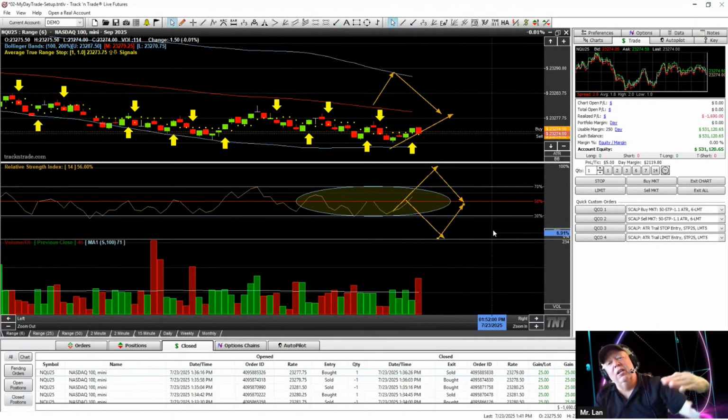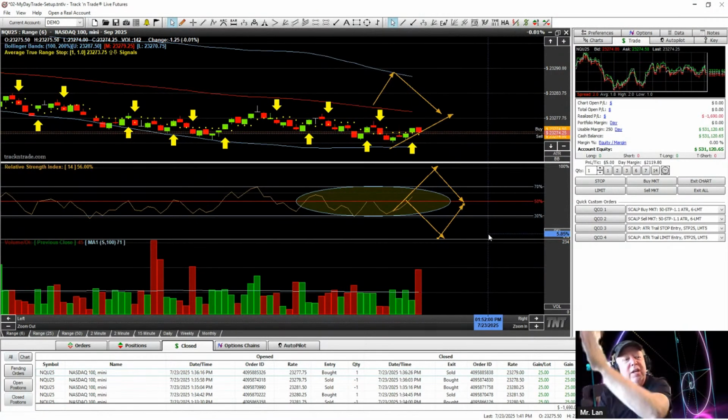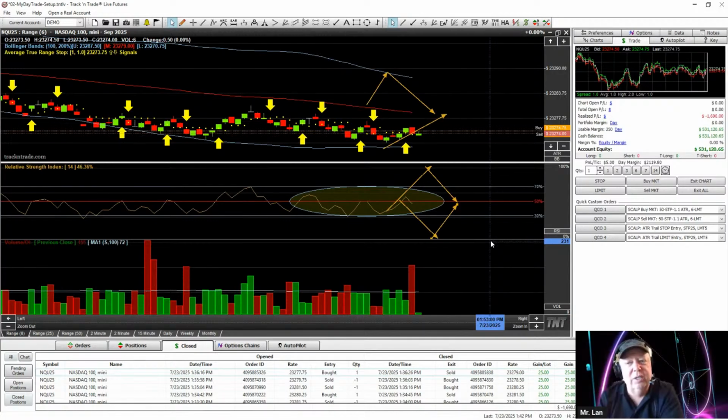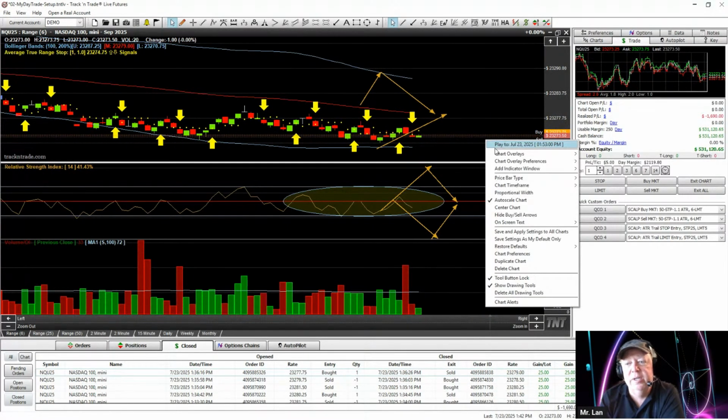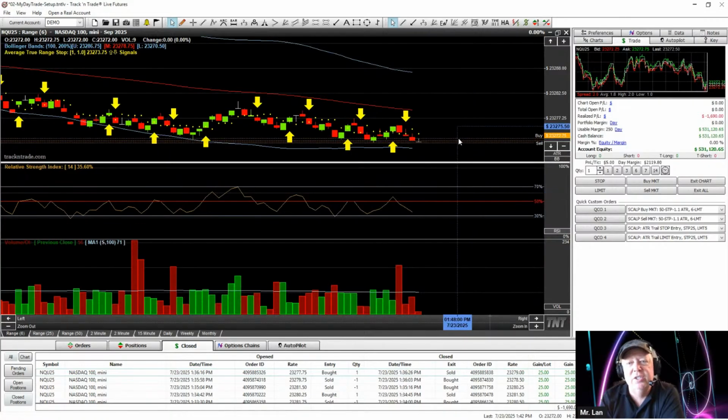So is the market going to leave the standard deviation and then come back, or is it going to go down out of the standard deviation and then come back? That's all we're doing. Don't try and make it more difficult than it really is. That's all these indicators are doing, is measuring the standard deviation.